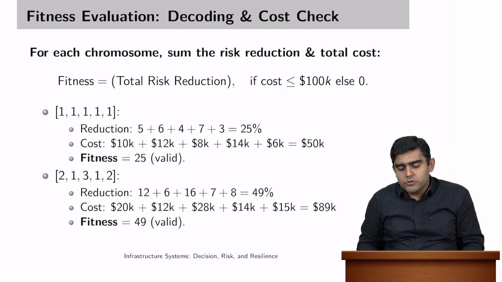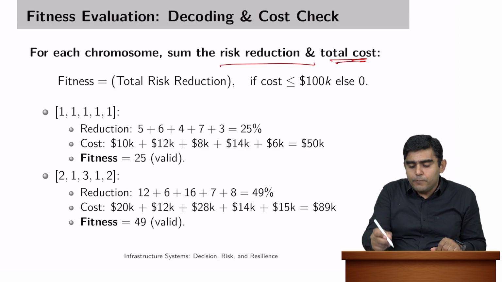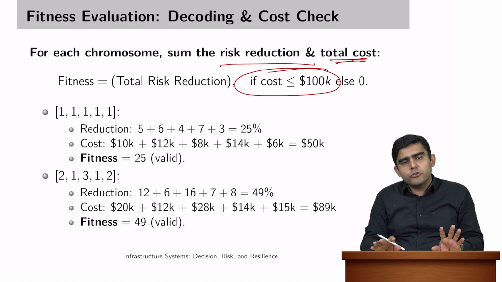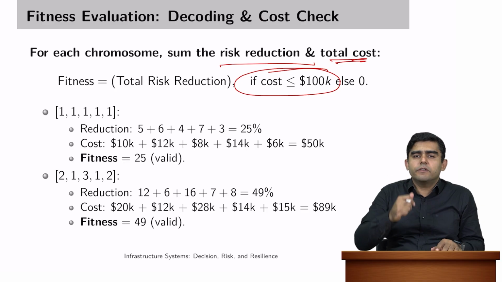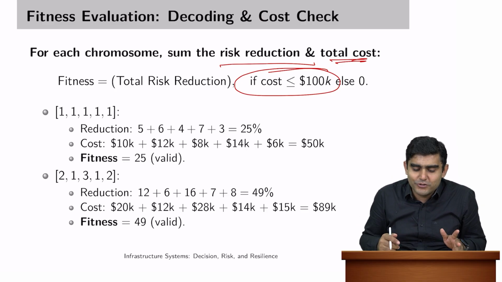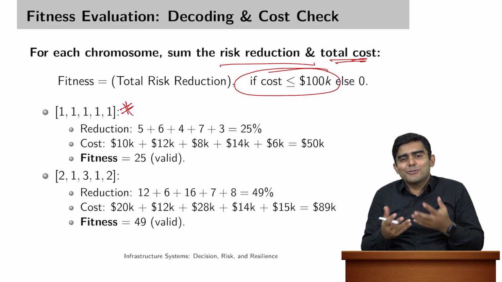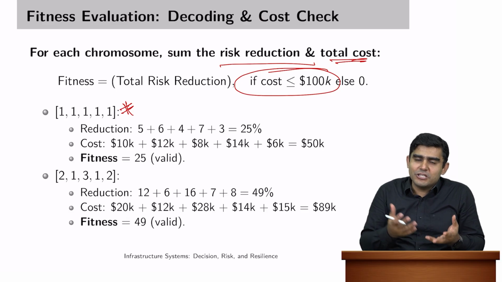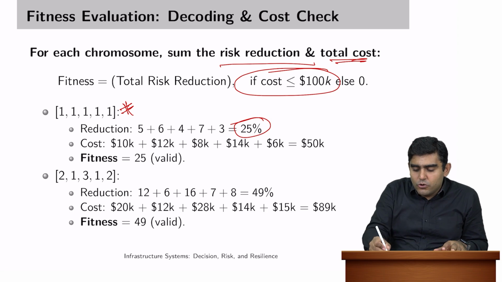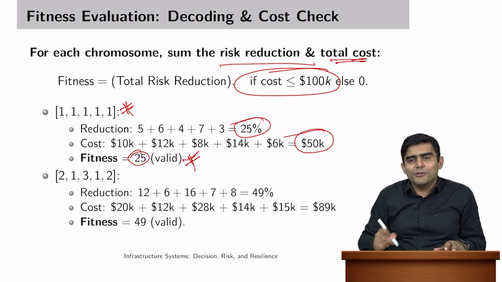So for each chromosome, we will sum the risk reduction and the total cost. If my cost is less than or equal to 100k, only then it's a valid solution. Otherwise fitness should be zero, even if it is reducing 100% of the flood risk, because I don't have that much money to install my solutions. So for example, if I install one pump everywhere, you can intuitively see that it is going to be a suboptimal solution, cheap but ineffective. The reduction in risk is 25%. Cost is only half of the approved budget. So fitness is 25, but it's a valid solution.